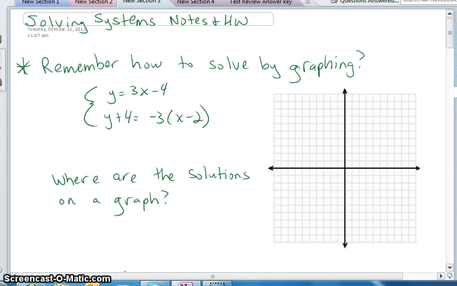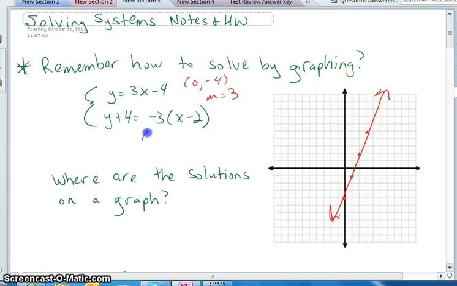So remember that to graph this, I need to first graph 0, negative 4. That's the y-intercept. Slope of 3. So I graph that point. Slope is 3. Draw my line. Then I've got the second line.